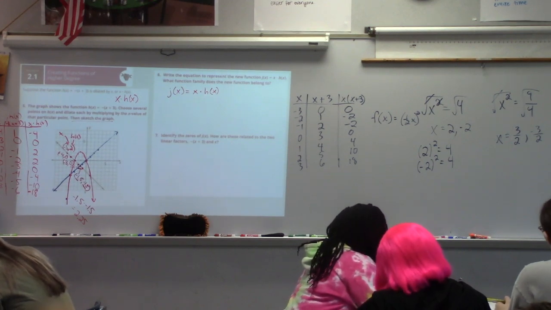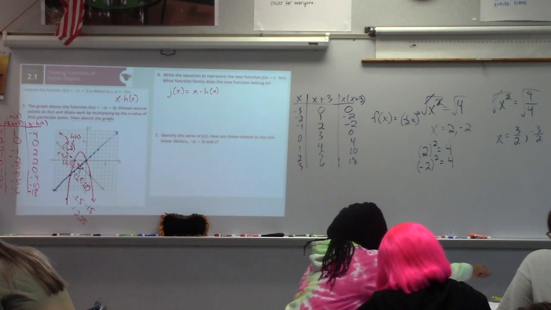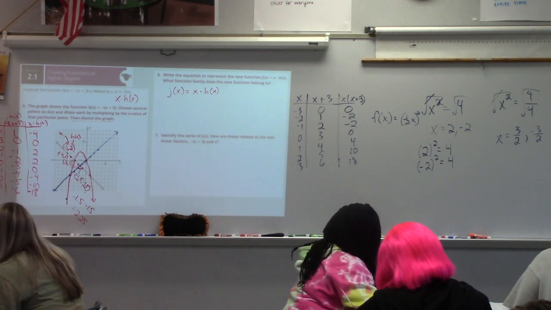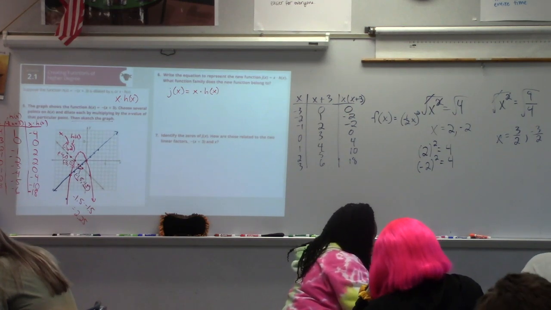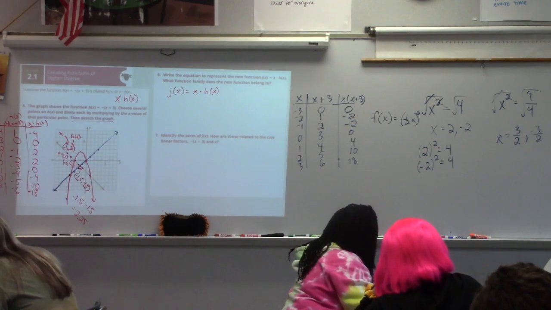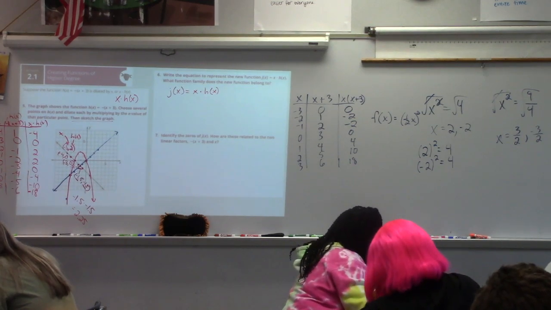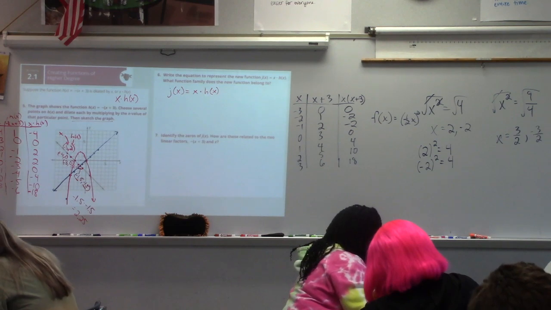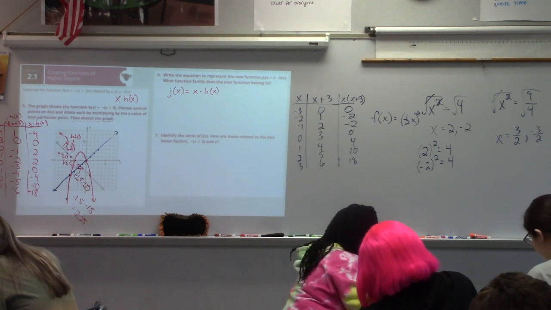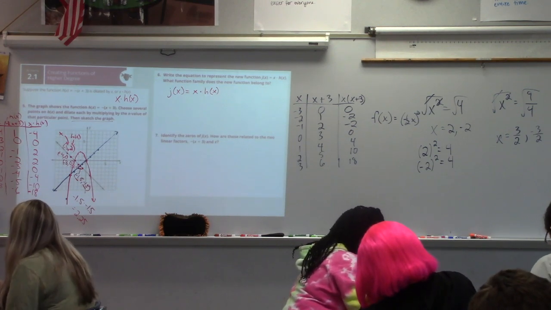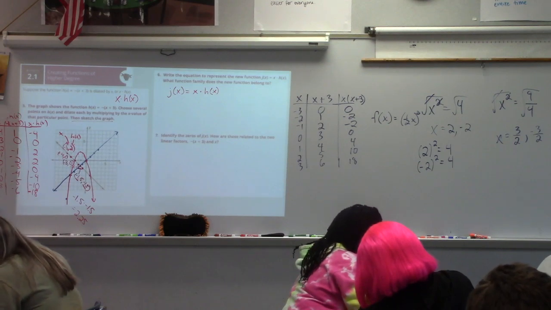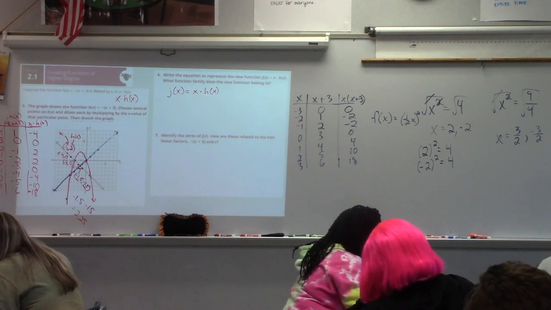But look, we'll talk about this in a second. j of x, we already know it's x times h of x. What is h of x the same thing as? Don't we already know what h of x is? You need to be careful. That is not correct. It's not flat along the top. What is h of x?